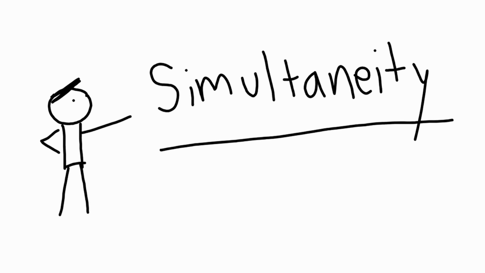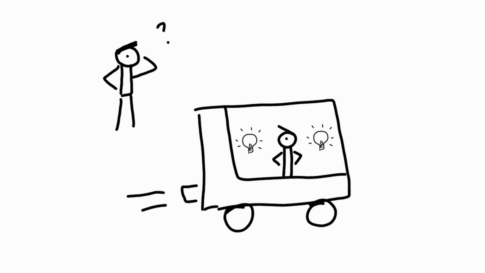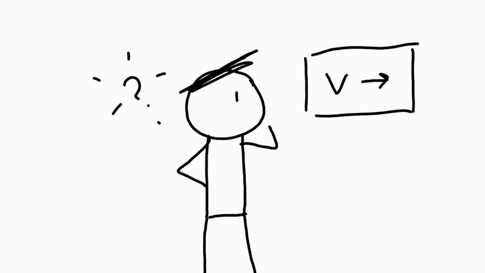Hey there, I will be covering the relativistic concept of simultaneity. It basically states that two different observers that are moving relative to each other will not agree on the simultaneity of an event. Whether two distant events occur simultaneously depends on the velocity of the observer.